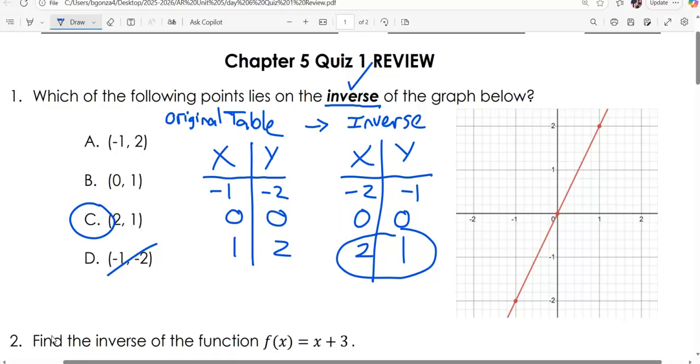It is not asking which point is on the original. No, it's asking on the inverse. You must flip, or I should say switch, x and y for an inverse.